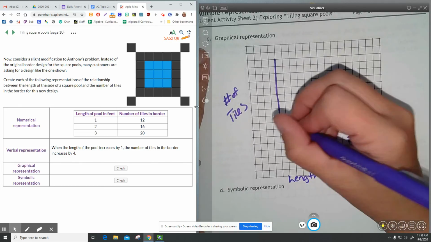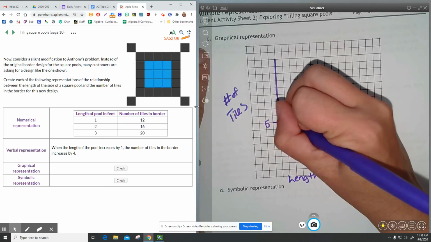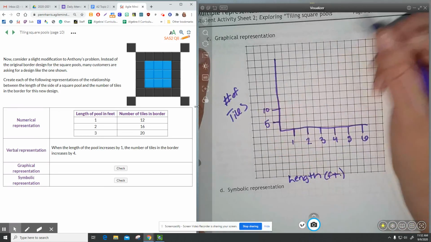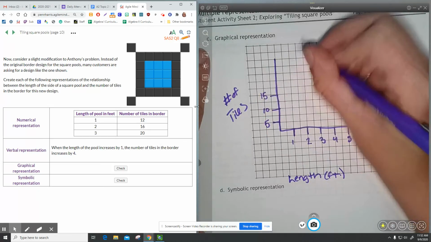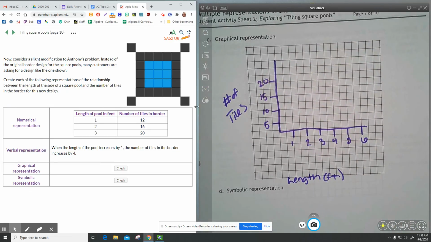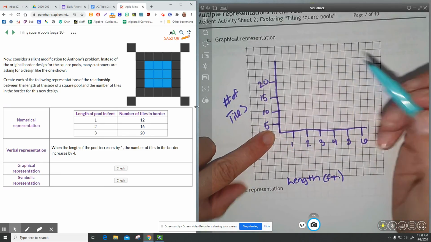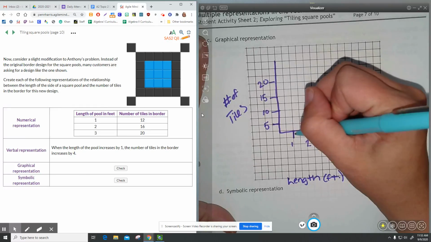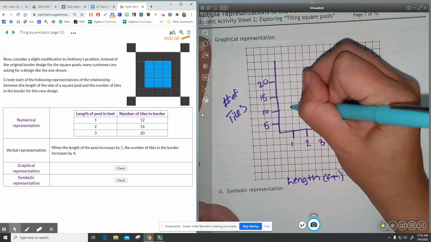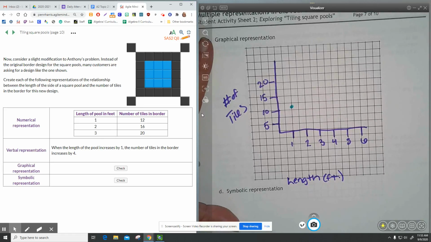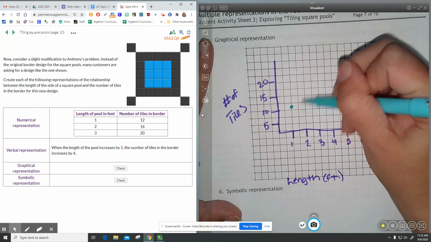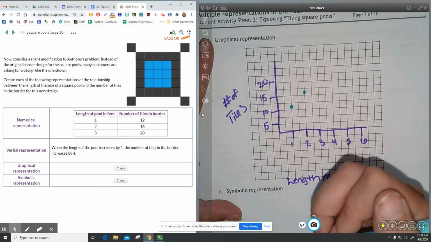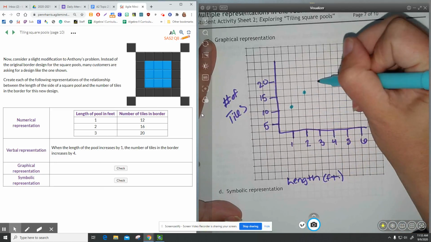Number of tiles, we're going to call this 5, 10, 15, and 20. Okay, so we may be off a little bit here. It looks like I'm off a little on my graph there. So based on this table over here, we know that when he had 1 length of pool feet, there was 12 total tiles. So 1 pool foot, I'm going to go up to about here on my tiles. When there was 2 feet of the pool, I had about 16 tiles. And when there was 3 feet of pool, I had 20 tiles.